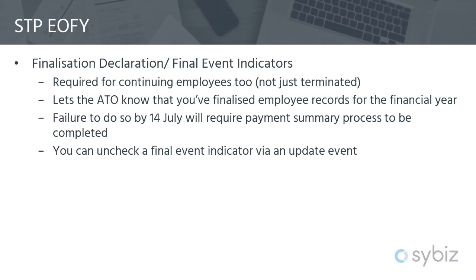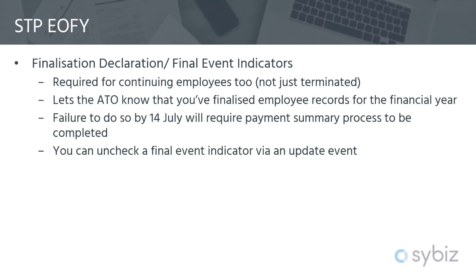What we need to do is the finalisation declaration, or the final event indicators, which we've specialised into the employee income statement. We'll look at that process in a moment. We don't like the terminology because final indicates that people are no longer employed, but here it is the finalisation of the financial year, not of people's employment. It lets the ATO know that you've finalised those employee records for the financial year, and you need to do that by the 14th of July.